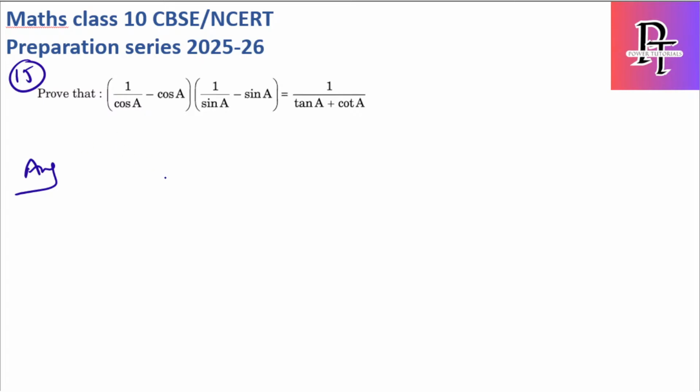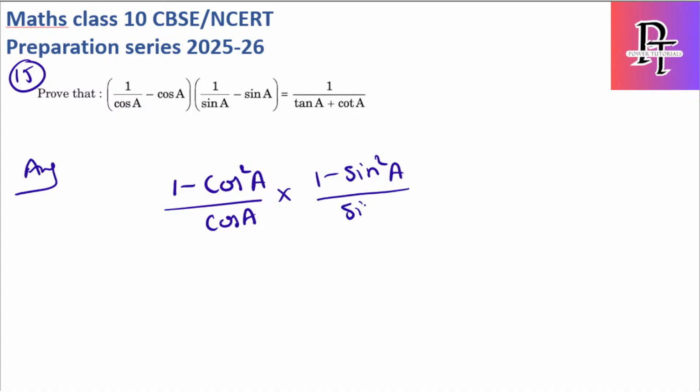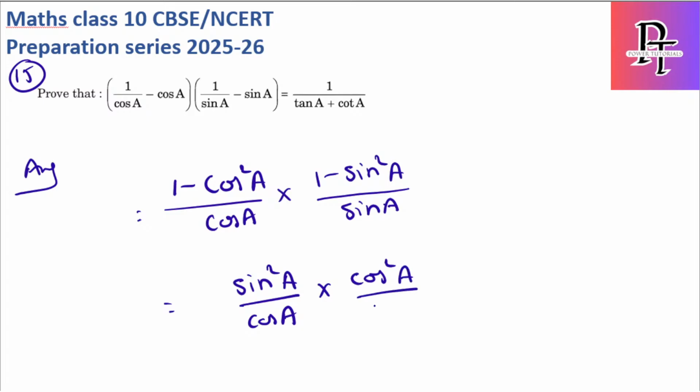So if I take LCM here, this becomes (1 minus cos square a by cos a) into (1 minus sin square a by sin a). So 1 minus cos square a is nothing but sin square a by cos a, and 1 minus sin square a is cos square a by sin a. So simple, these two get cancelled out, and this also gets cancelled out. So we are getting the value as sin a into cos a.